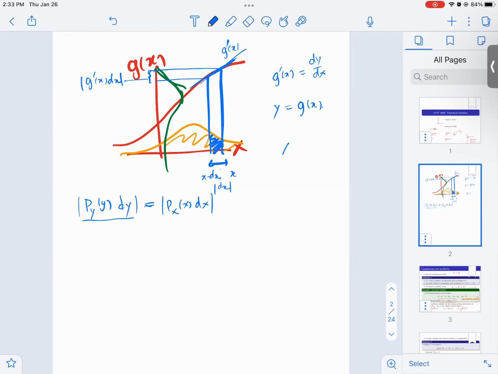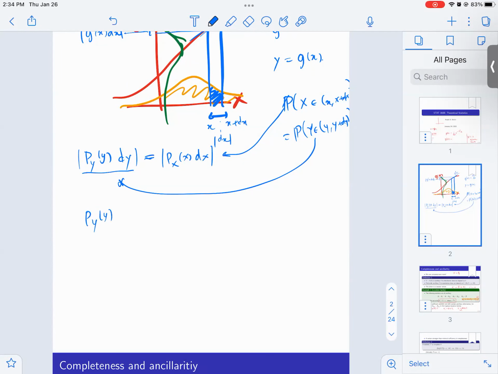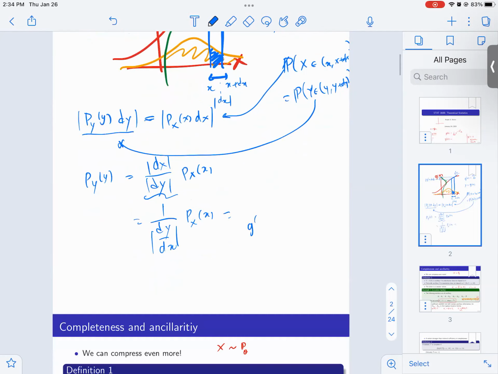Okay, so like the probability that x belongs to x and x plus dx is the same as the probability that y belongs to y and y plus dy. Okay, this is that probability, this is this probability. And then you rearrange, you get p_Y should be equal to dx over dy times p of x. Okay, and this is like 1 over, inverse function theorem or whatever. In any case, that would be it, something like that. And then this is going to be g prime of x. You haven't made any mistakes, so that would be p of x, and then x is like g inverse of y. So you proved your result if you haven't made any mistakes.